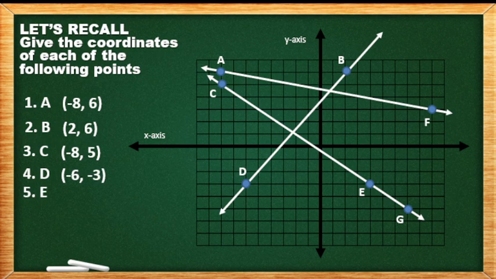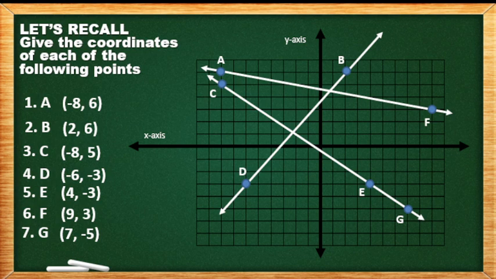Number 5, E. Nasa quadrant 4, positive yung x and negative yung y. So, meron tayo diyang 4 and negative 3. Sa number 6 naman, point F na kung saan sa quadrant 1, na kung saan positive. So, meron tayong 9, 3. And last, point G, 7 and negative 5 kasi nasa quadrant 4, which is positive, negative.